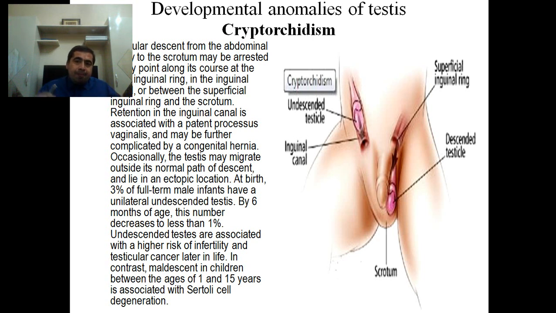And at the 6th month of the pregnancy, the processus vaginalis is formed by the peritoneum at the deep inguinal ring, and at the 7th, 8th months of the pregnancy, the testes pass through the inguinal canal and reach the scrotum.